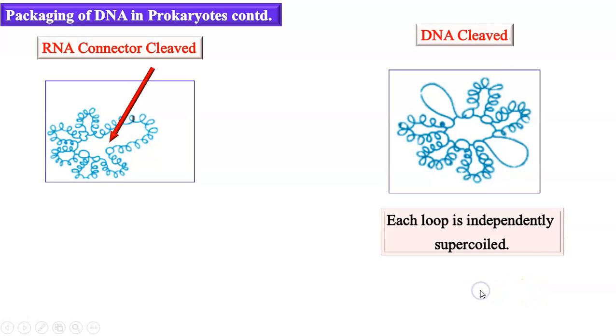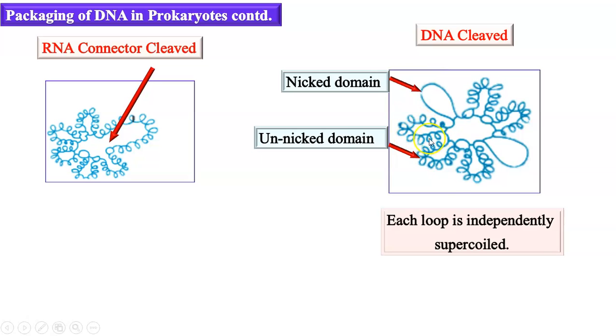We can prove this by the DNA getting cleaved by DNase enzyme. If a DNA domain is nicked or cleaved, then we realize that only that particular domain gets relaxed, whereas the remaining unnicked domains remain in the supercoiled state. So each loop is supercoiled independently. That is the way packaging of DNA is observed in the prokaryotic cell.